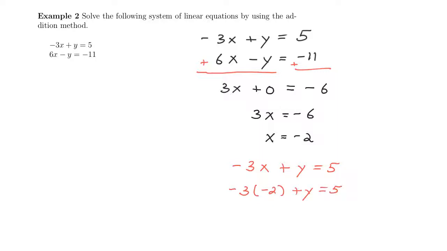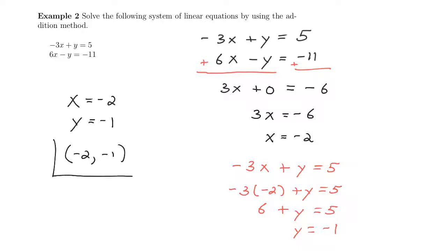And from here, there's only a y value that I can solve for. 6 plus y is 5. Subtracting 6 from both sides gives me y is equal to negative 1. Here's your solution. The solution is x is equal to negative 2 and y is equal to negative 1. Or if you'd like, you could write it as (negative 2, negative 1).